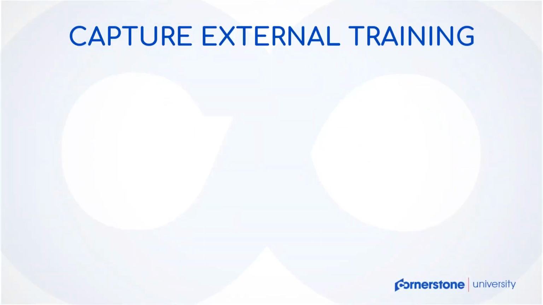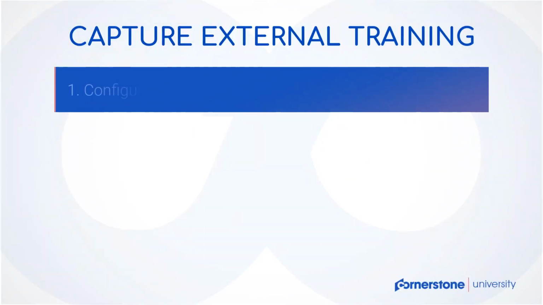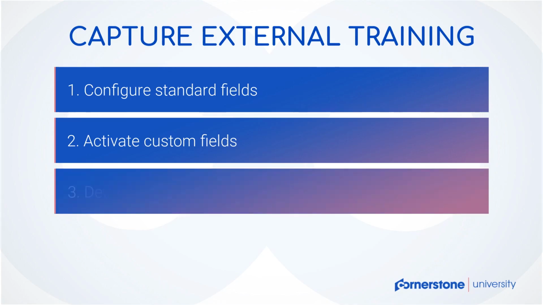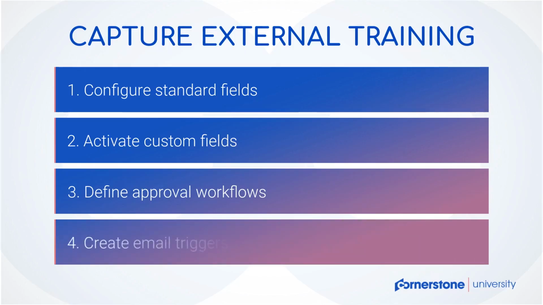You can capture external training in your portal with 4 key steps. Configure the standard fields in the external training form, activate custom fields for any data specific to the needs of your workforce, define the default approval workflows, and finally, create email triggers for approval workflow steps.